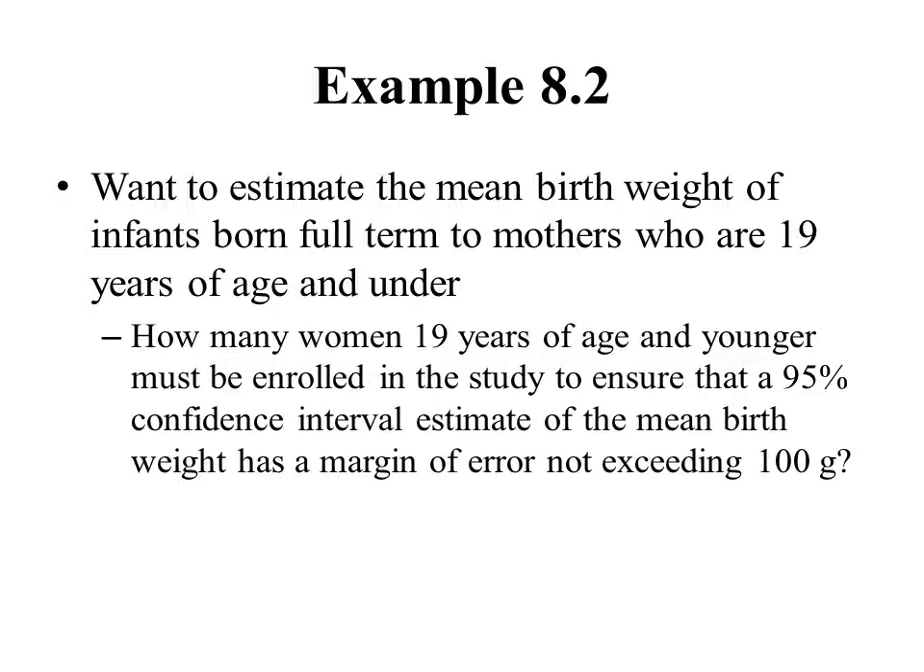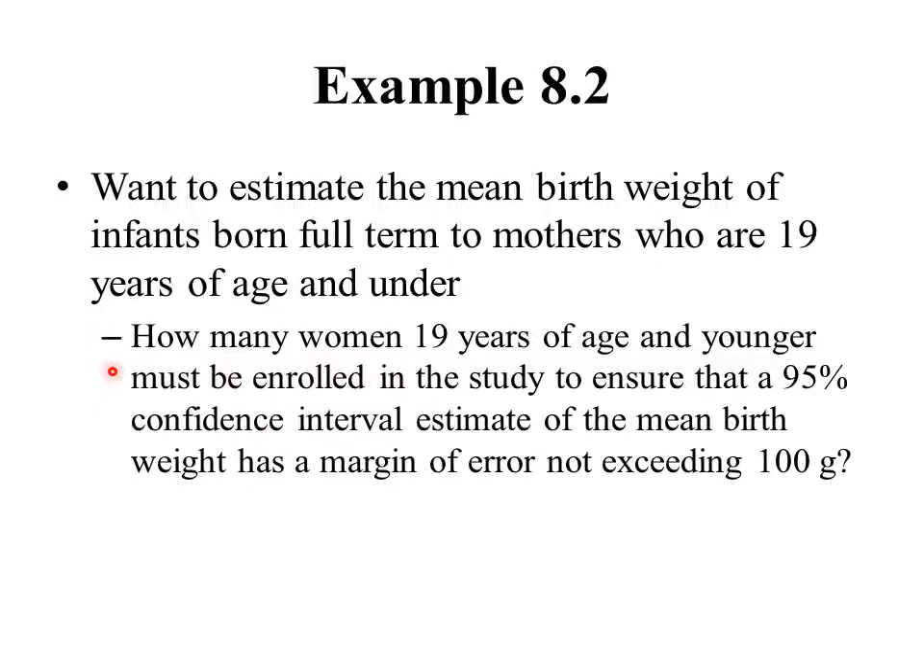So to illustrate an application of this use of the formula for necessary sample size, let's look at example 8.2 from the textbook. In this example, we want to estimate the mean birth weight of infants born full term to mothers who are age 19 years and under. Okay? So that's our goal. We want to estimate the population mean birth weight, and our population here is all mothers who are age 19 years and under.